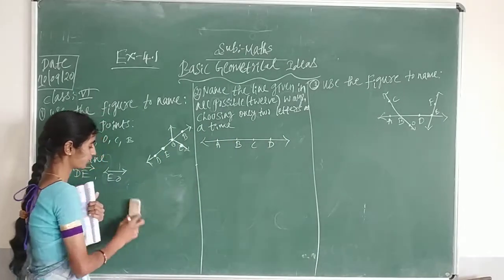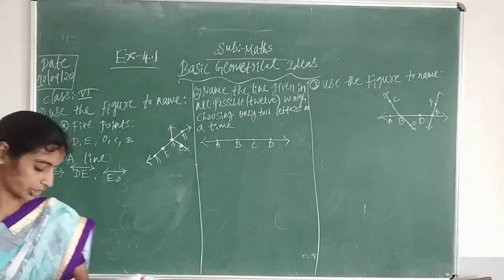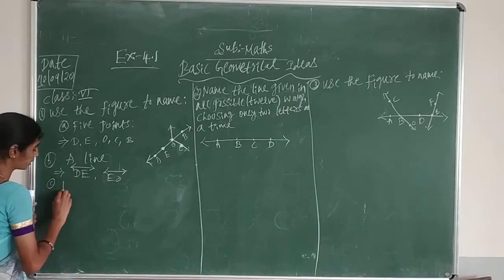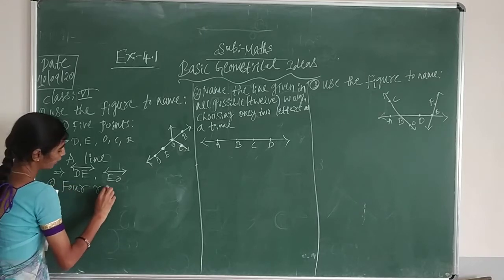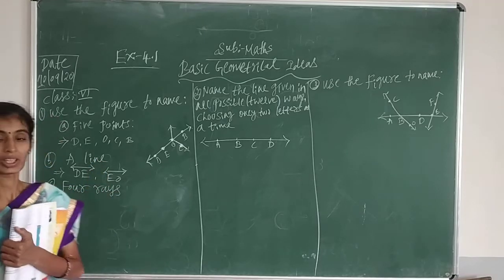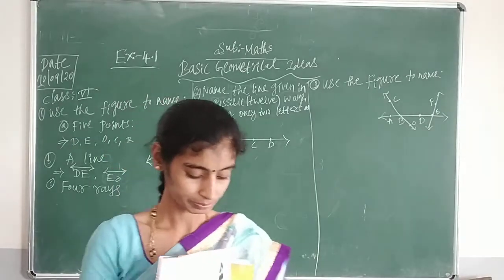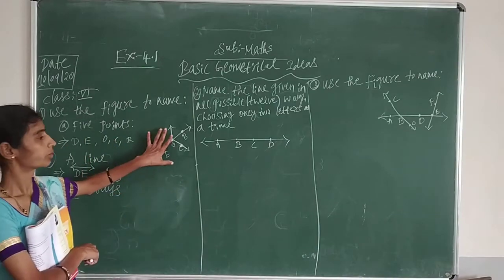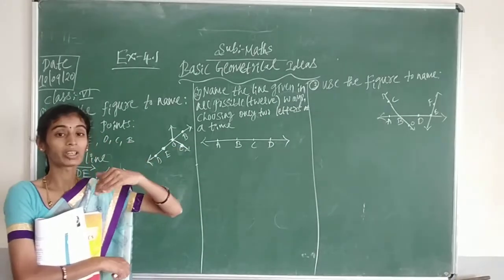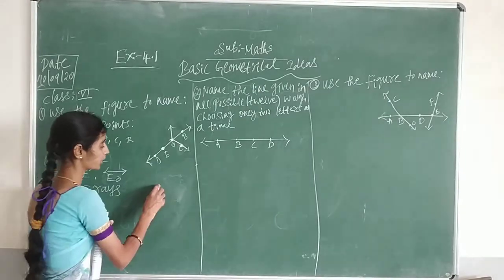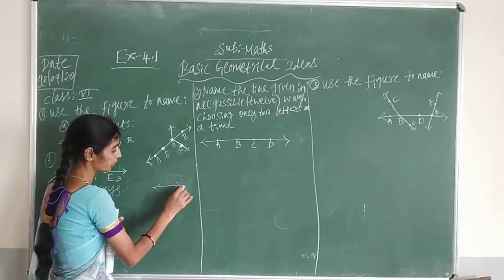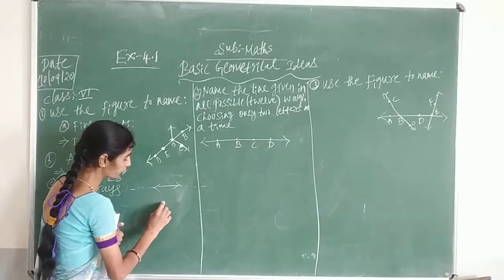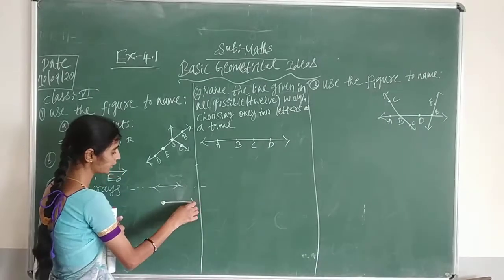Okay. Then what is the third question? Third question, 4 rays. So next, you have to write 4 rays. I have explained this also, children. What do you mean by a ray? Yes, it is going to move in one direction, whereas a line is going to extend in both directions. A ray has one fixed point and it moves in only one direction.